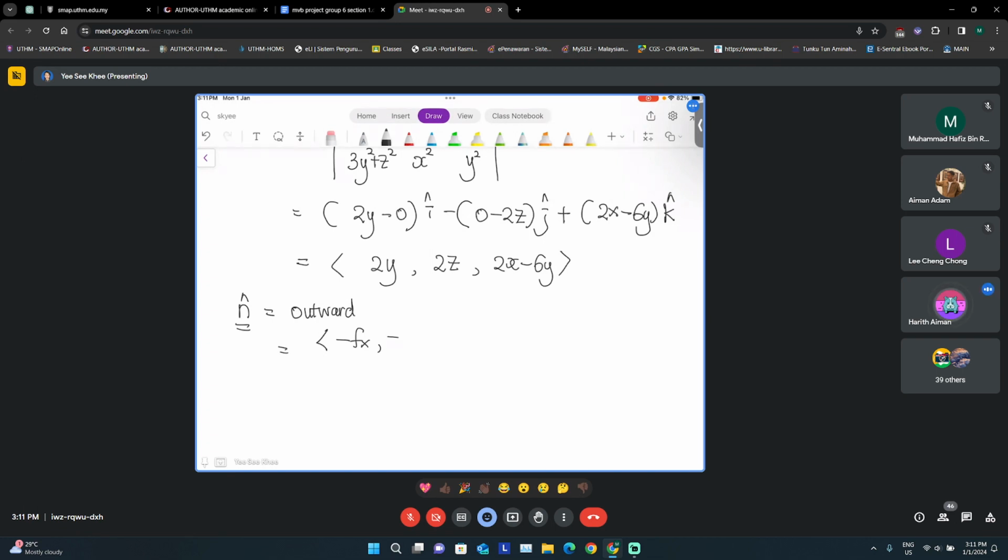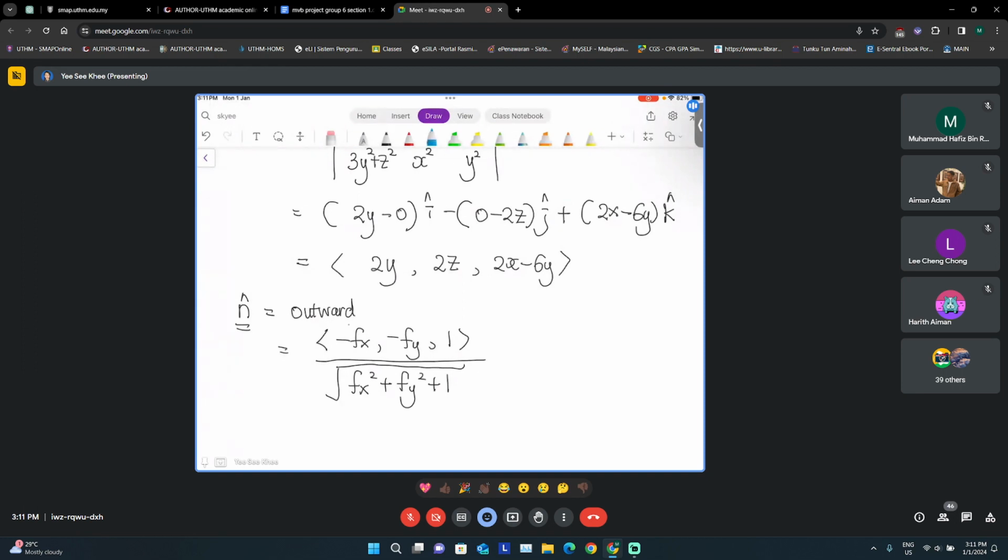Okay, Fy, then 1. So this is the equation. I read it many times.